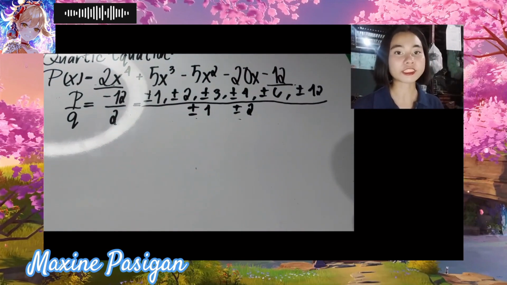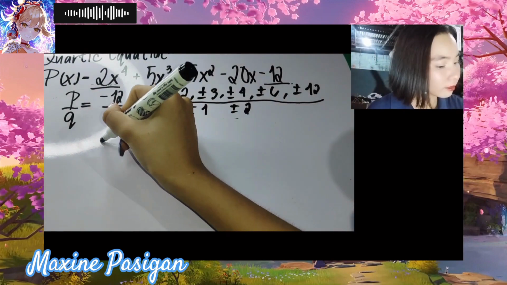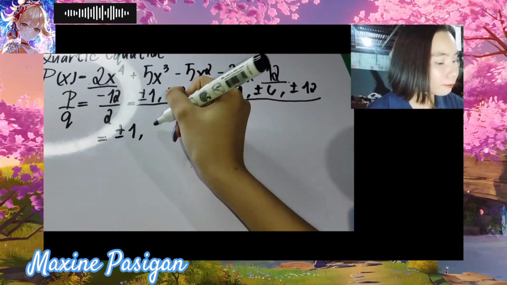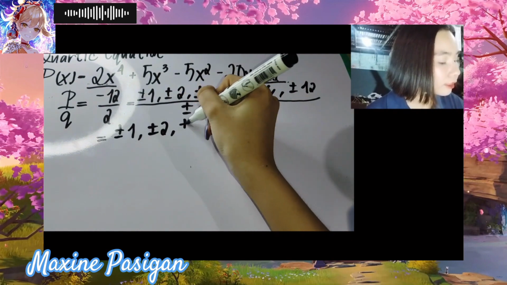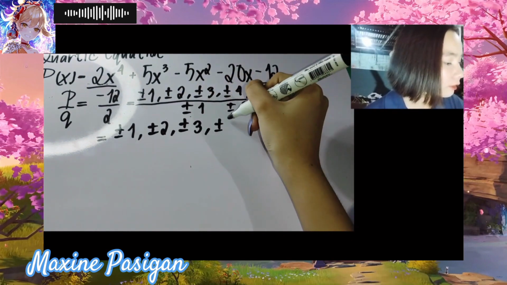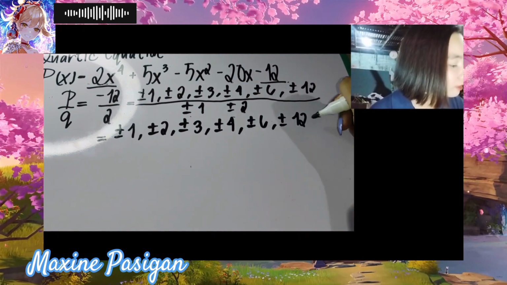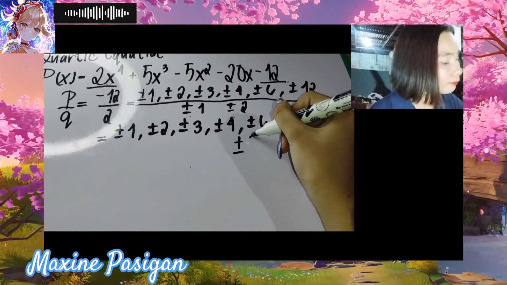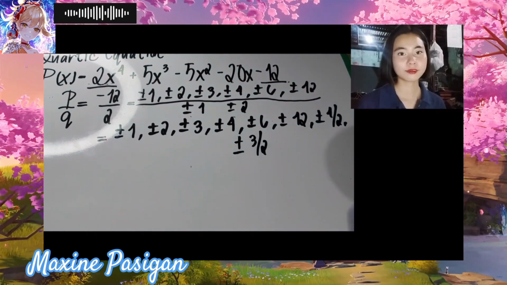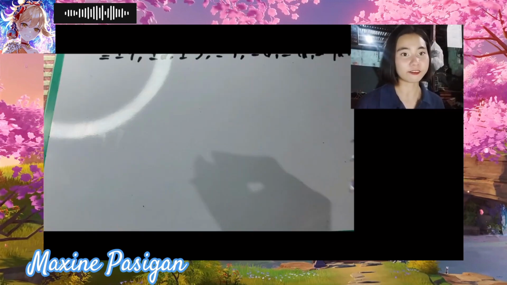So, the possible rational zeros are positive negative 1, positive negative 2, positive negative 3, positive negative 4, positive negative 6, positive negative 12, positive negative 1 half, and positive negative 3 halves. After this, let's start the synthetic division.